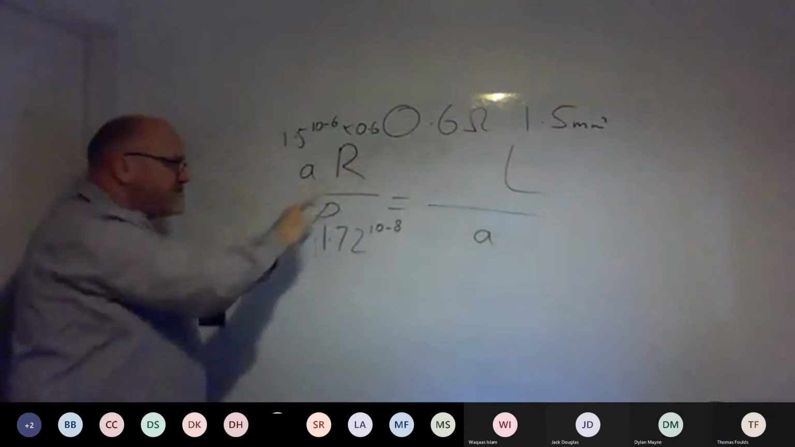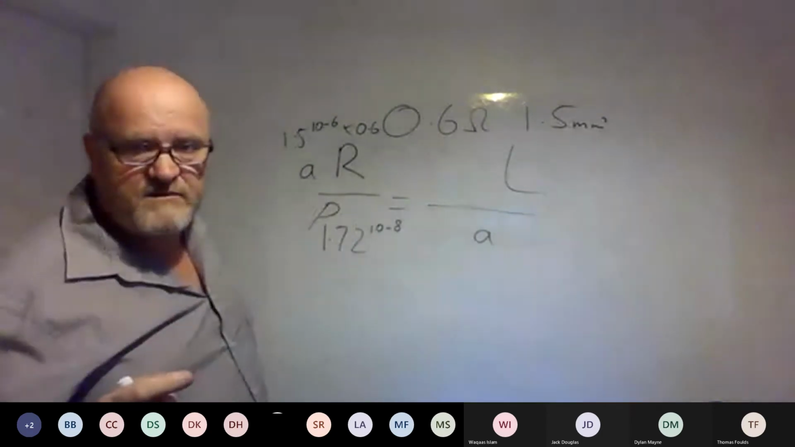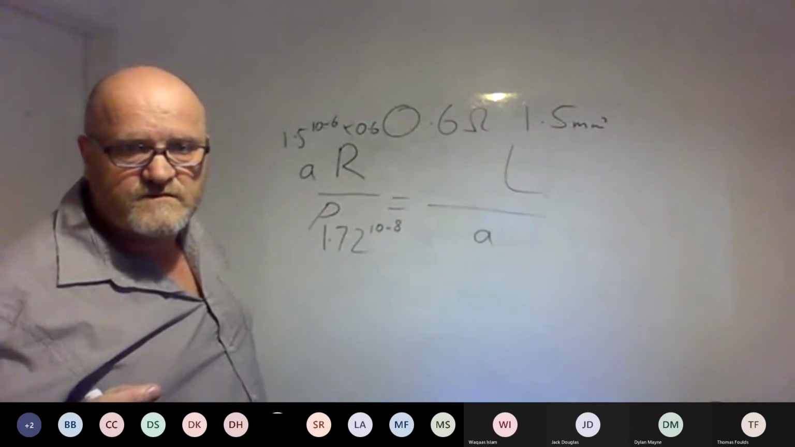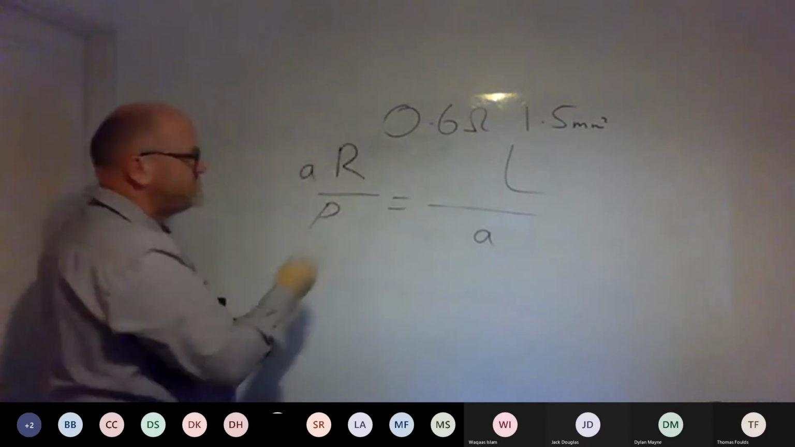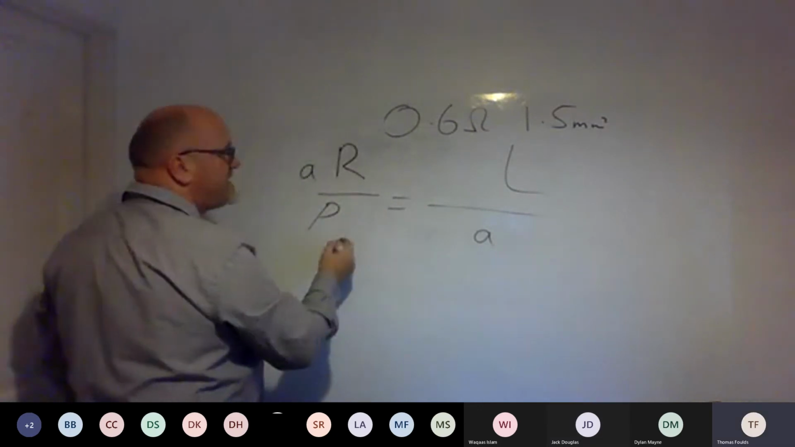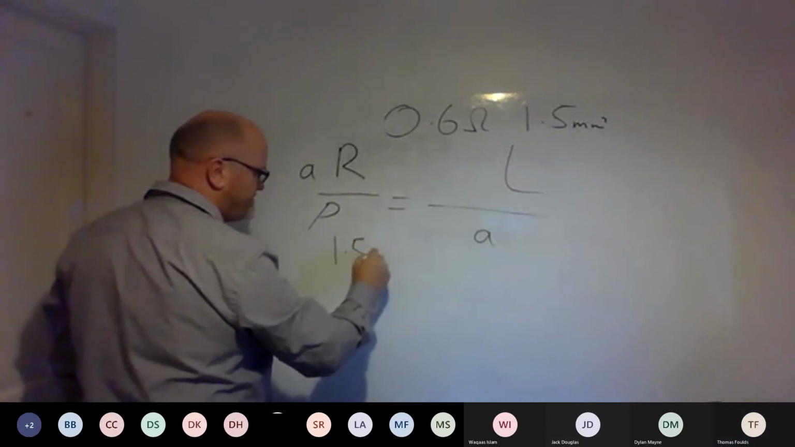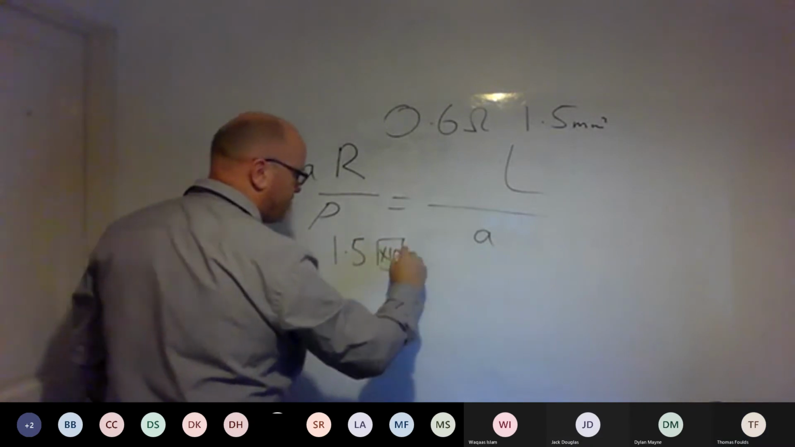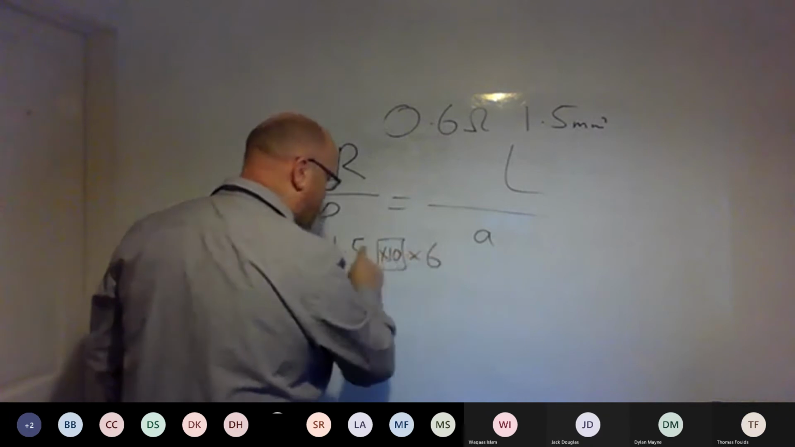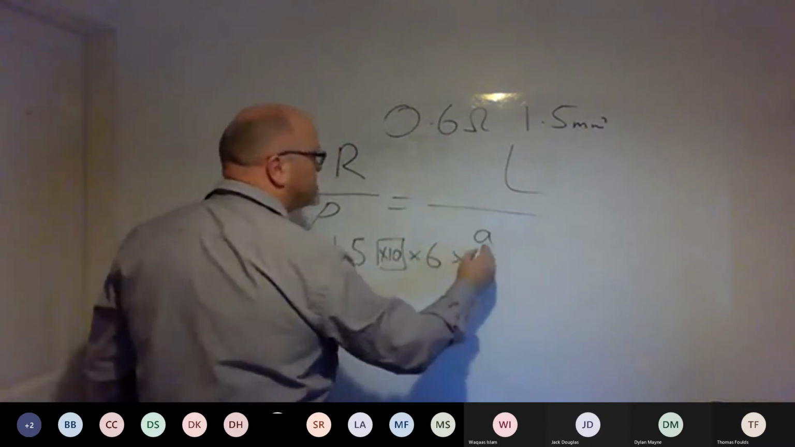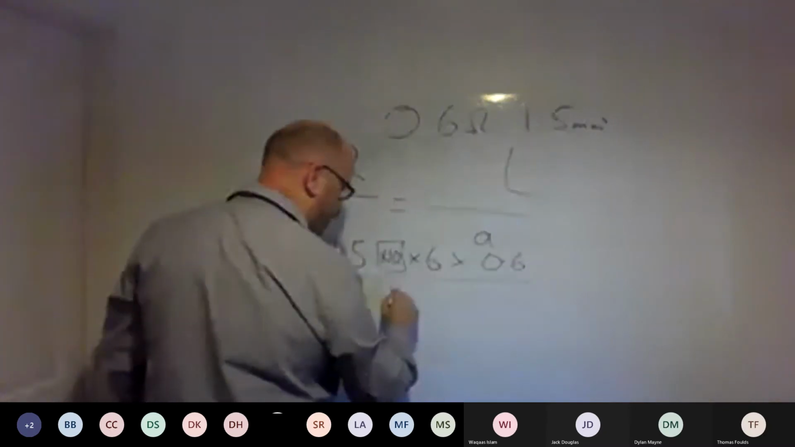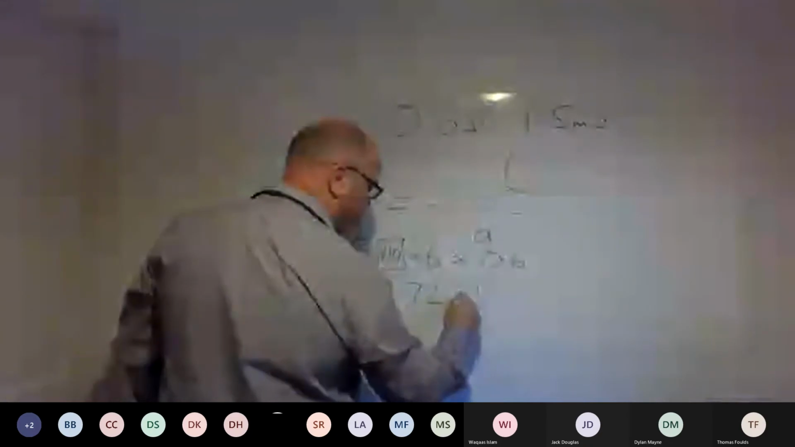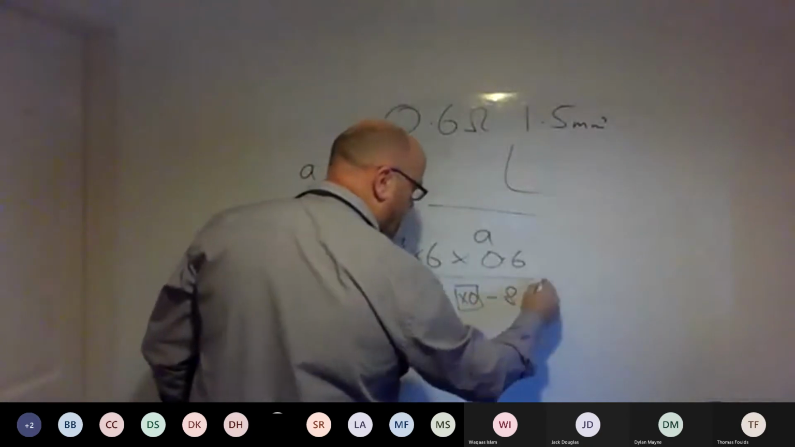This is what they'll ask you to do. If you can transpose it, is there any problem for you transposing that? They're happy with how to transpose it. No, that's fine. So they'll ask you to do that, and then you just put that in your calculator. Anybody got an idea what the answer would be? In your calculator, put 1.5, do the x10 minus 6, because it's the cross-sectional area, times 0.6, and then divide that by 1.72 x10 minus 8, and that equals.